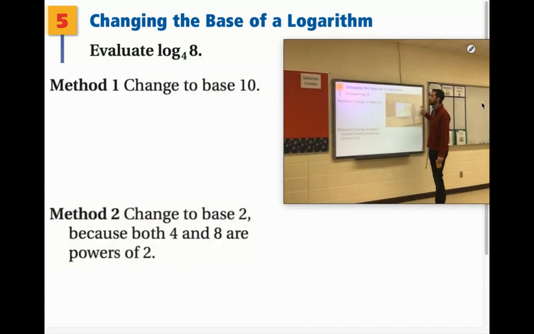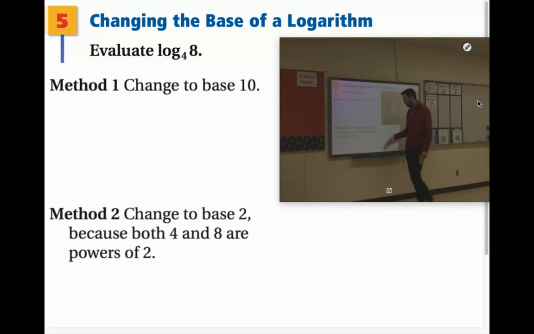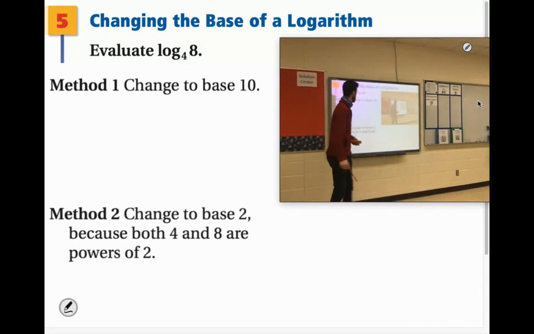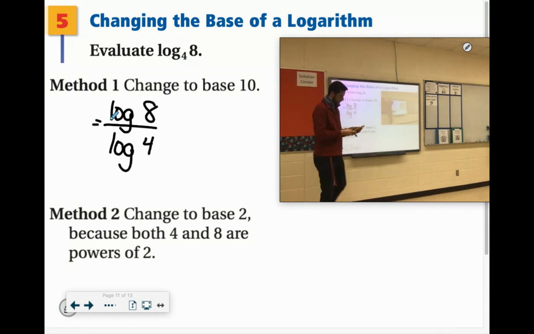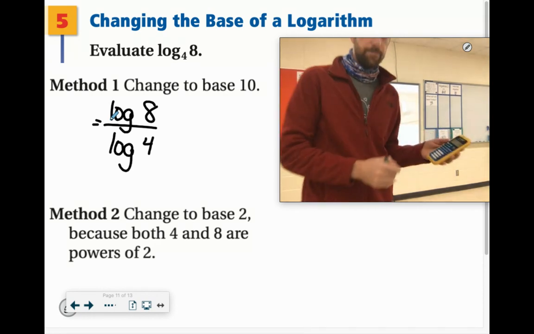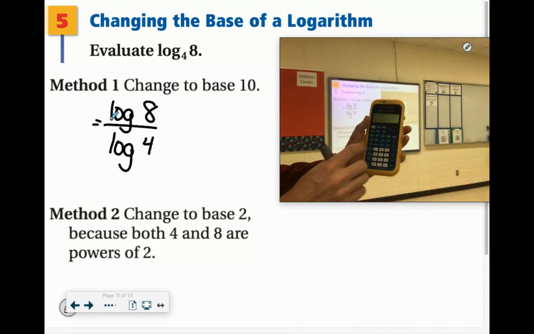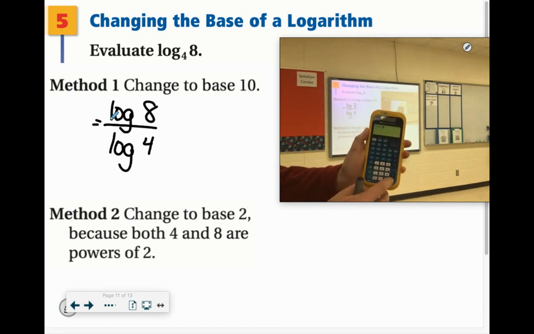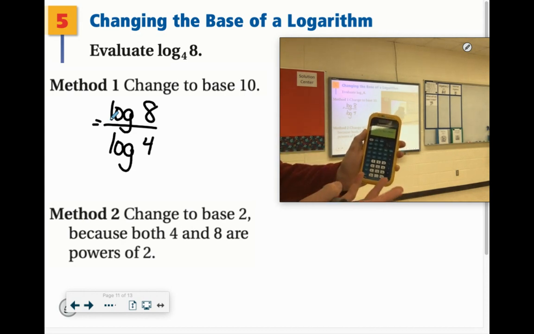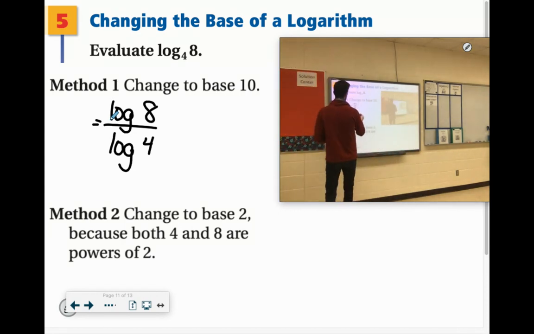If we were evaluating log 4 8, the first method is to change to base 10, which is what we were doing. So you kick the 8 to the top, you kick the 4 to the bottom. Now, on your calculator, for mine, I have to hit the second and then the log button. So if I did log of 8, I get a long decimal, like 0.903-ish.